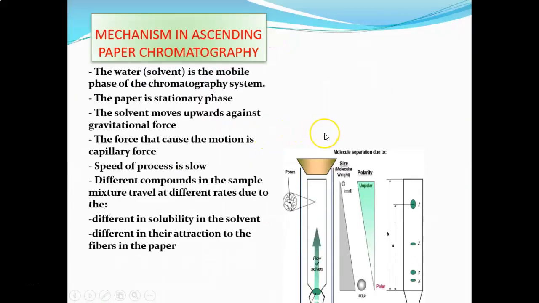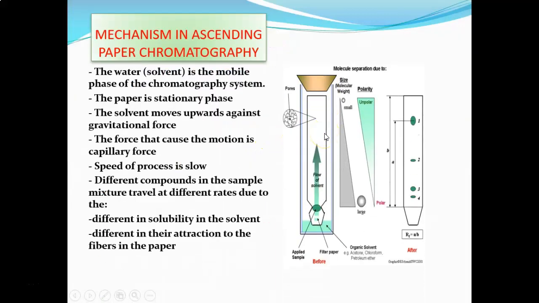Okay, the mechanism in ascending paper chromatography: the water is the mobile phase of the chromatography system. Okay, the paper is the stationary phase. So the solvent moves upward against the gravitational force, and the force that causes the motion is called the capillary force. The speed is very slow. The different compounds in the sample mixture travel at different rates due to the different solubility and also the difference in their attraction to the fibers in the paper.